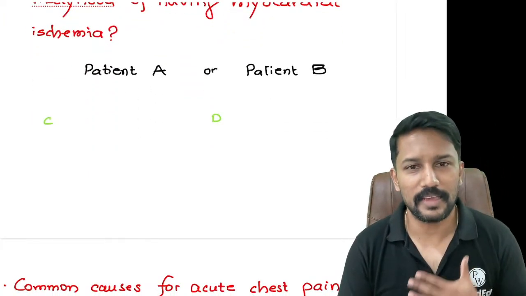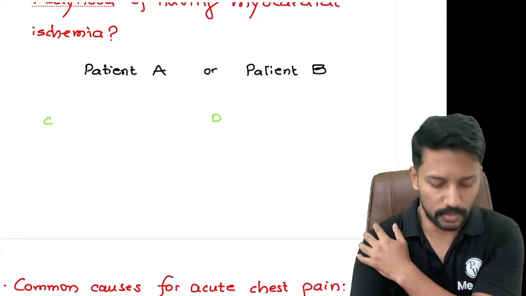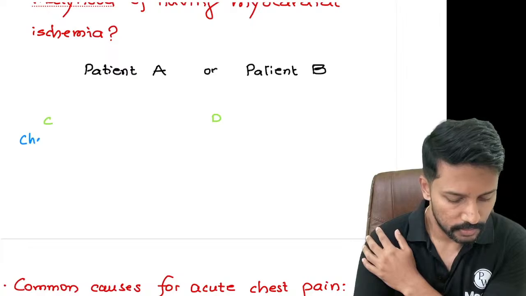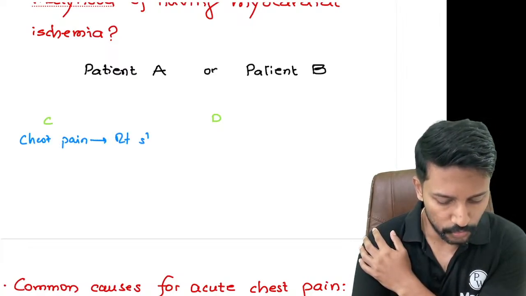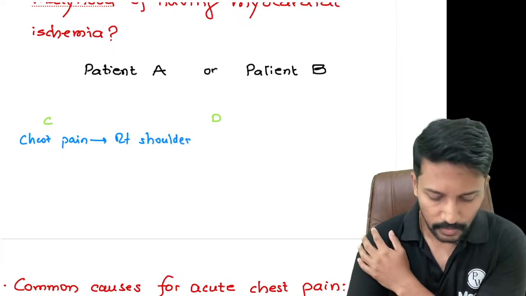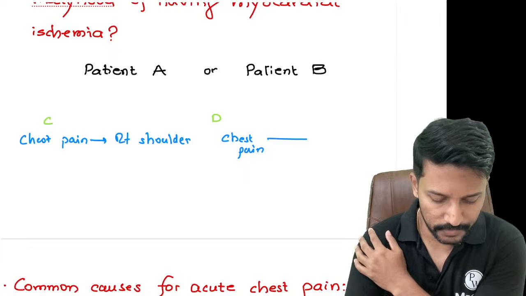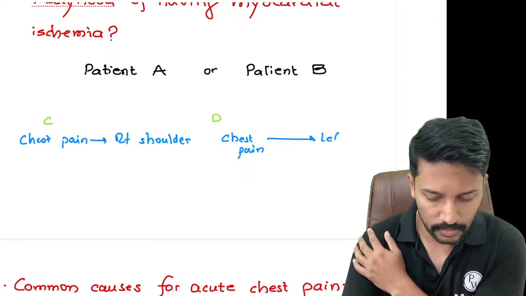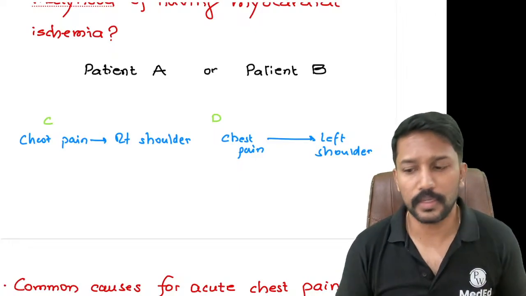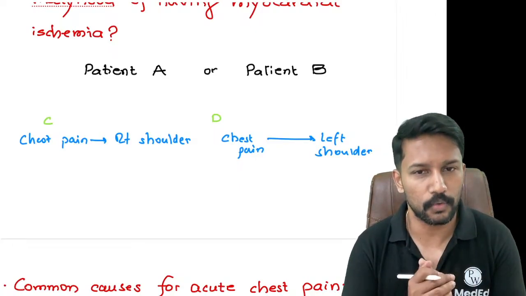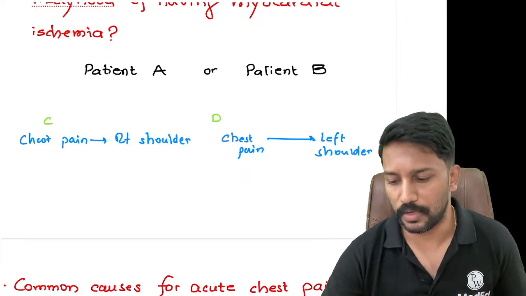This patient C has retrosternal chest pain, which is referred to the right shoulder. Retrosternal chest pain, which is getting referred to or radiating to the right shoulder. And I have another patient who has retrosternal chest pain, acute in onset, which is getting referred to the left shoulder. Now between C and D, whom do you think is a case of cardiac origin or angina or ischemic origin chest pain? Is it C or D? What do you think?